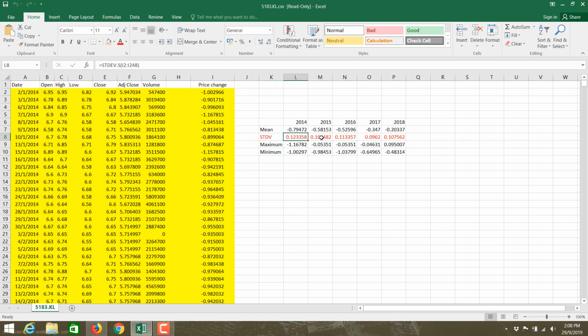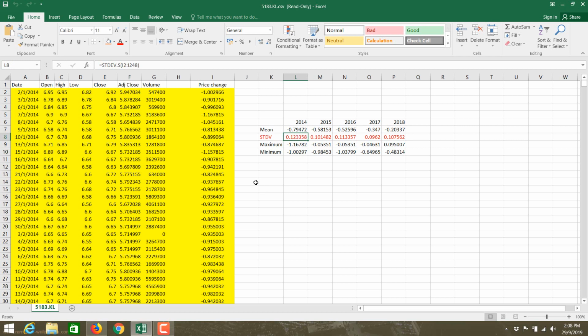So in 2014, we have 0.12 standard deviation, 2015 0.10, 2016 0.11, 2017 0.09, 2018 about 0.10. So basically this number shows that the price of Petronas changes less than one standard deviation, about 0.12. Okay, so this also shows that the price has very little fluctuation in 2014.